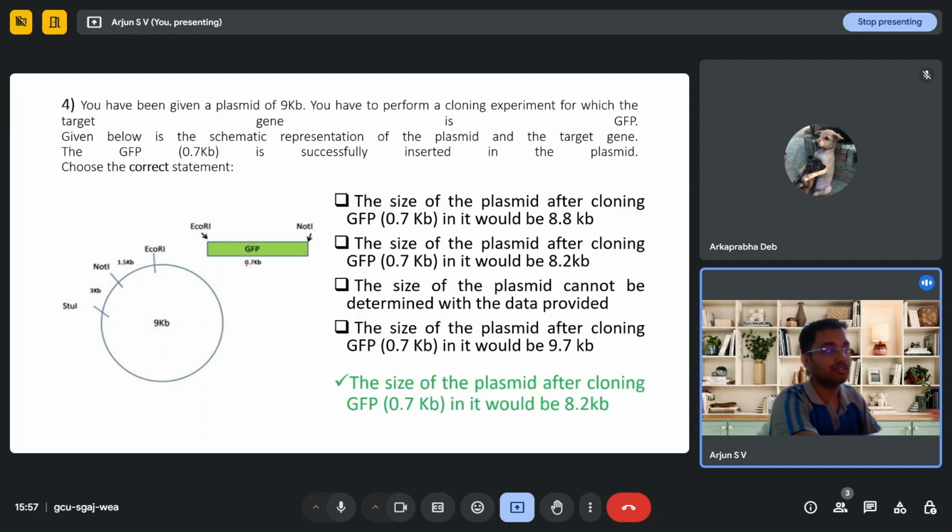The answer would be the size of the plasmid after cloning the insert would be 8.2 kb, because we are cutting with EcoR1 and NotI, which is like 1.5 kb. So this fragment will be spliced off between NotI and EcoR1, so 9 minus 1.5 will be 7.5, and then we are integrating a 0.7 kb fragment, so 7.5 plus 0.7 will be 8.2 kb. So this is also a pretty straightforward question. I'll go on to the next.